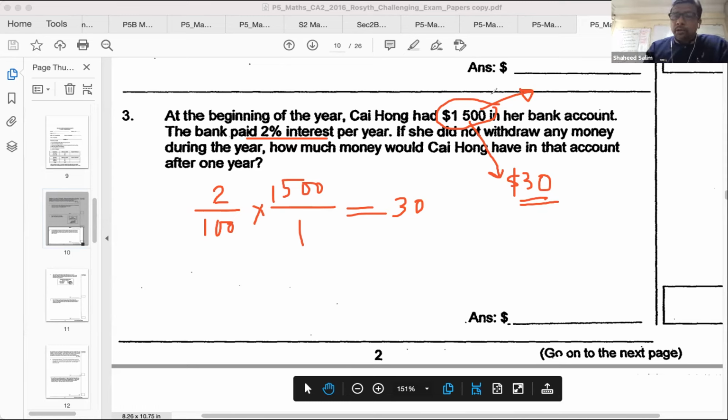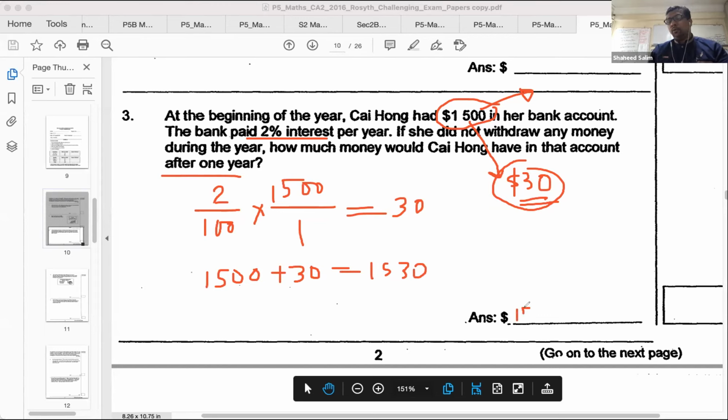Okay, so now she put $1,500 in her bank account. She get $30. So how much money does she have after 1 year? Must plus the 30 lah. 1,500 plus 30. That's what you get now. Oh, now you see she got more money. Can you see now? Slightly more.